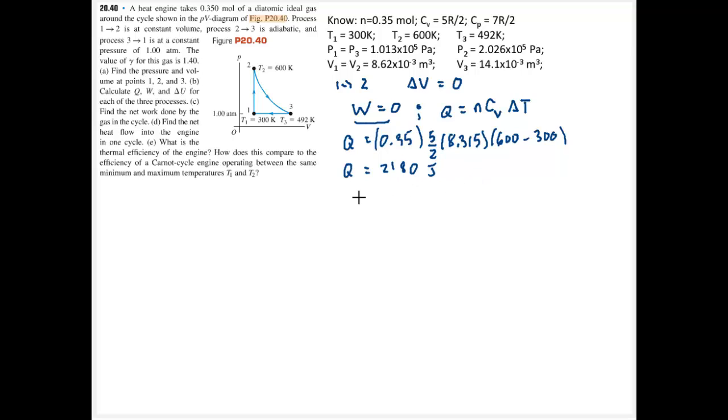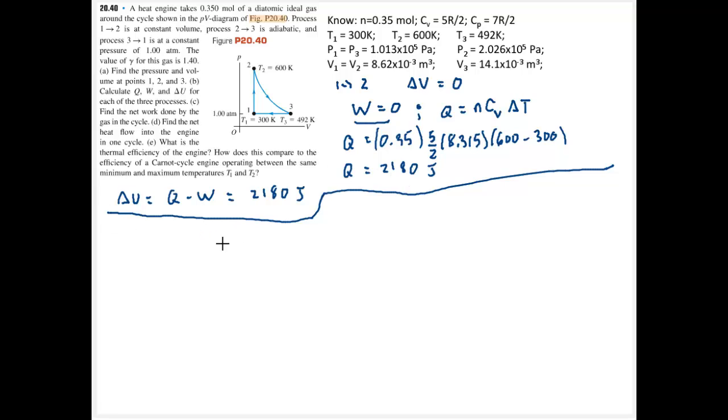Lastly, I know that delta U is going to be equal to the heat flow minus the work, the first law of thermodynamics. Work is equal to 0, so my change in internal energy is also going to be 2180 joules. So we've got that process out of the way. Now let's look at the next process, process 2 to 3.